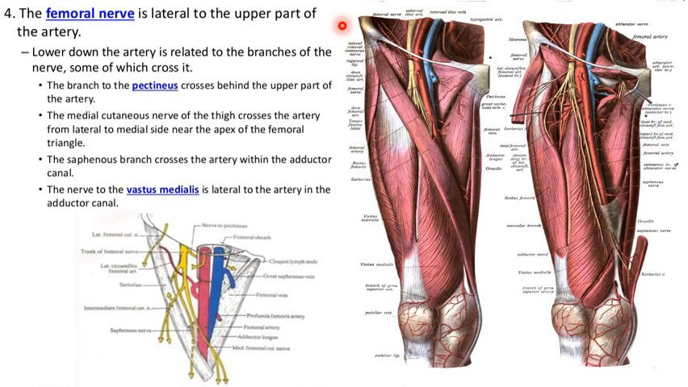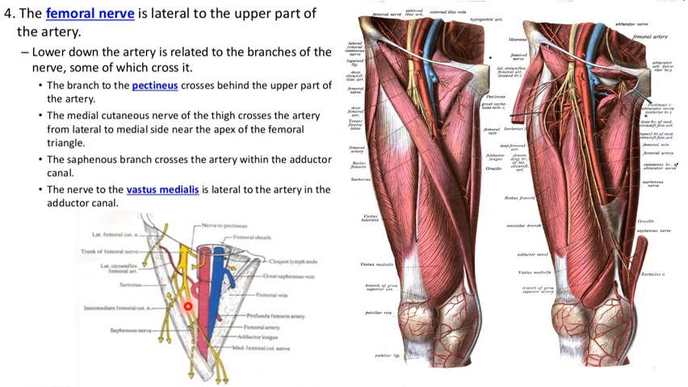So, now let us see the relations of the femoral artery to the femoral nerve. So, this is the femoral nerve, which is lateral to the femoral artery within the femoral triangle, okay, and these are its branches. So, the femoral nerve is divided into anterior and posterior divisions, where the lateral circumflex femoral artery comes between the anterior and posterior divisions of the femoral nerve. So, in this diagrammatic representation, this is the trunk of the femoral nerve, the anterior division and the posterior division.